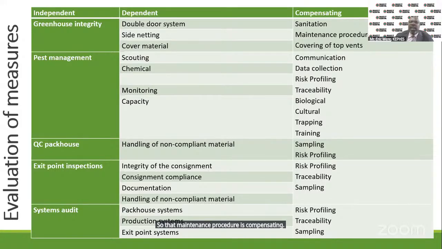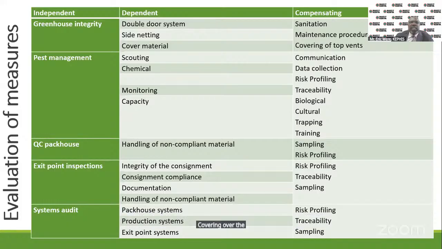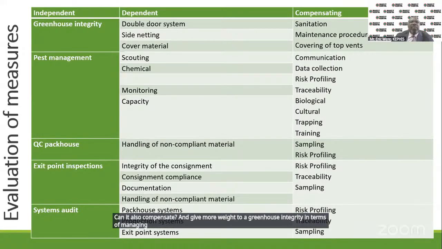Then we have covering of the top vent. Covering of the top vent is not mandatory. But if you look at it, can that top vent be an entry point? Can it be an entry point of an FCM? So what can we do? If we cover that particular top vent, can it also compensate and give more weight to our greenhouse integrity in terms of managing this particular pest, FCM?